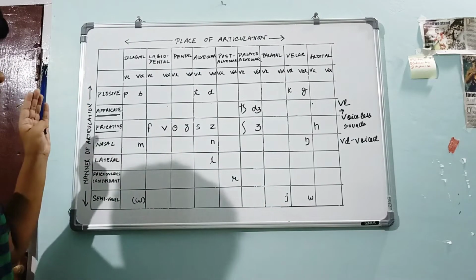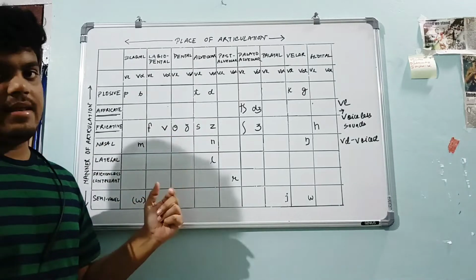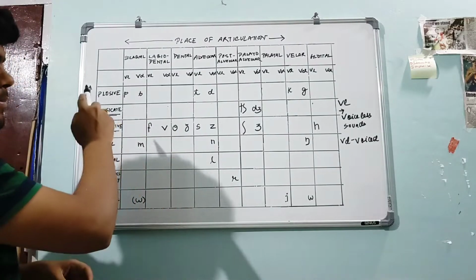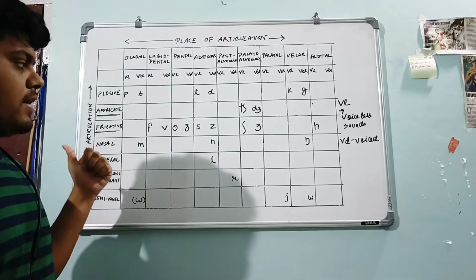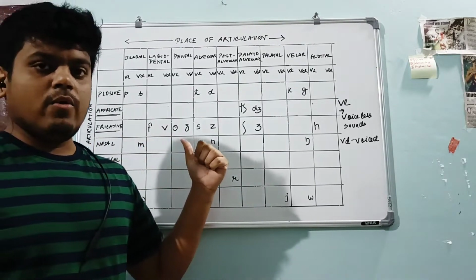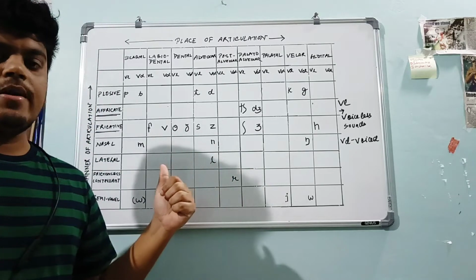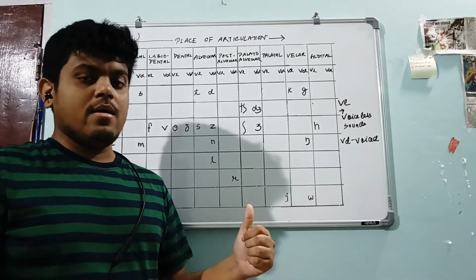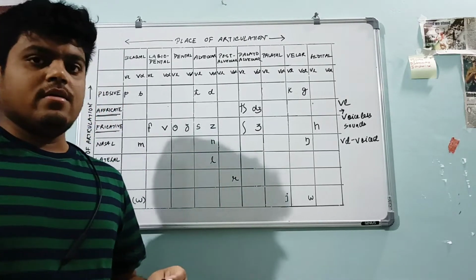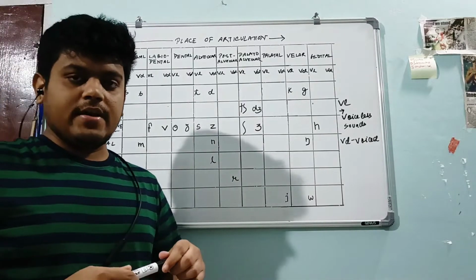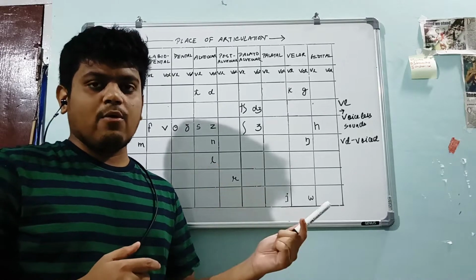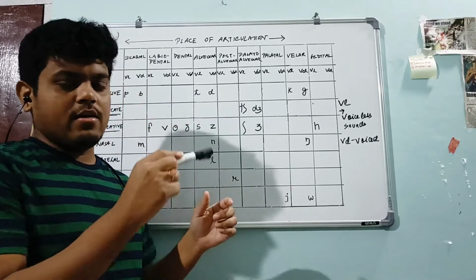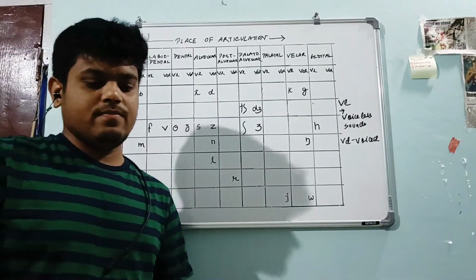So these are the sounds that are present in the English language, and these are represented with the help of this chart. If we remember this chart, then we are able to distinguish between all the consonant sounds that are present in English. So that's all for this video. We will come to the vowel sounds and the chart in the next video.